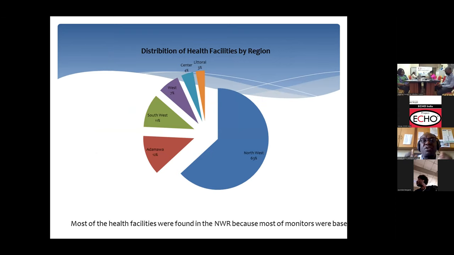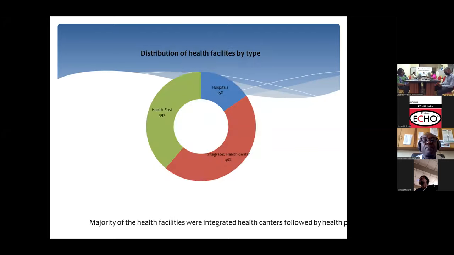Now, this is because the monitors, the people who did the assessment, we tried to assign health facilities that were closest to them because we did not have enough funding. And therefore, since most of the monitors were found in the Northwest region, more than 60% of the facilities were from the Northwest region. And then the rest were in the Adamawa, Littoral, West, Center, and the Southwest regions.